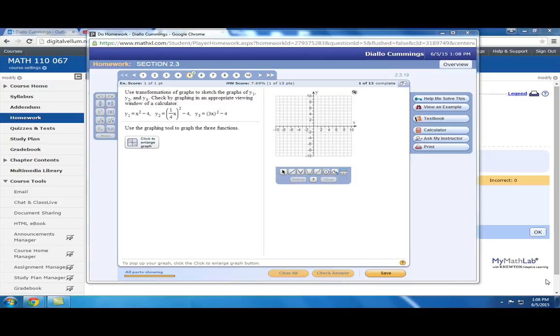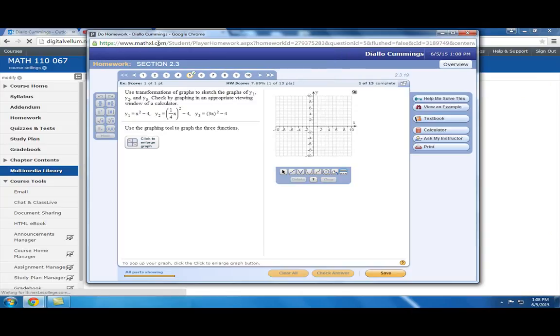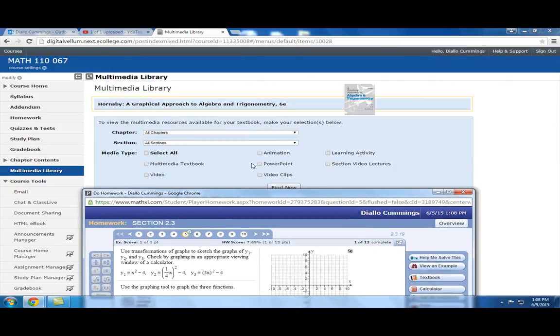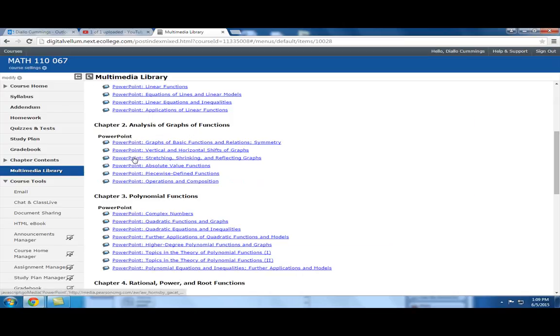Before we attempt to answer the question, let's review horizontal and vertical stretching and shrinking. So I'll simply go into the multimedia library. I'll look within the PowerPoint section, section 2.3.